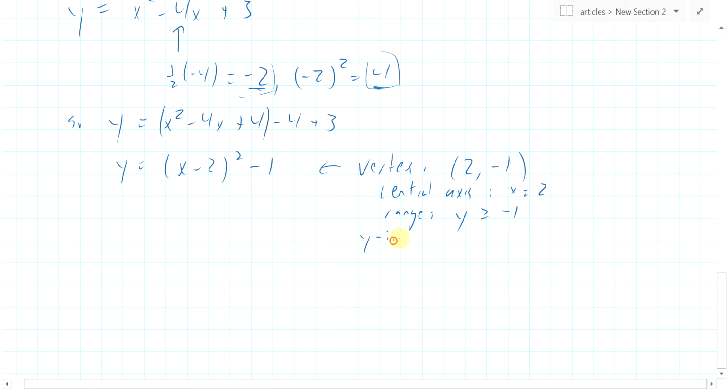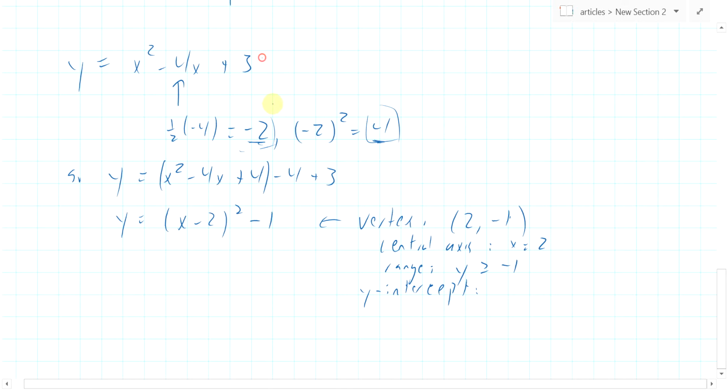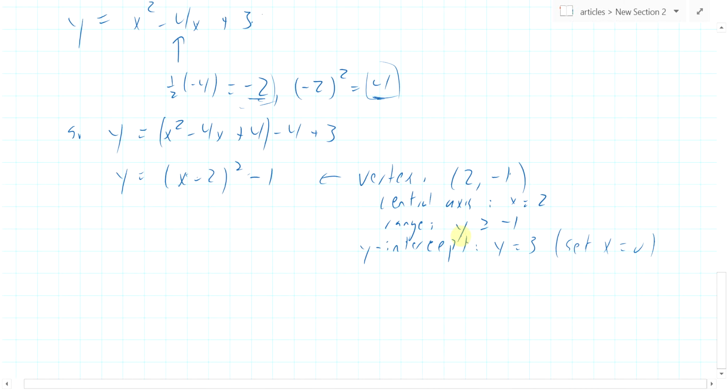Y-intercept, well, we have two formulas to find the y-intercept from, this one or this one. So we can find the y-intercepts by setting x equal to 0 in either one of those. So set x equal to 0 here, that'll give you 3. Set x equal to 0 here, that gives you minus 2 squared, which is 4, minus 1. Y equals 3. And of course, to find the y-intercept, you set x equals 0. Now we know that 0 is greater than minus 1, so 0 is in the range. That means there are x-intercepts.